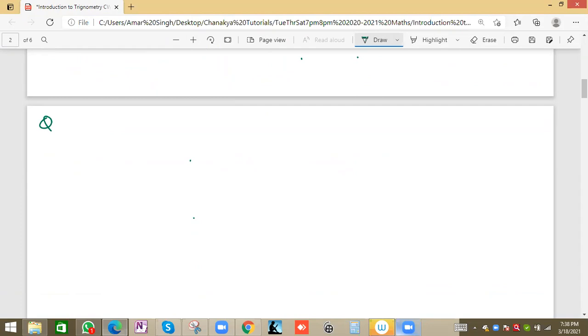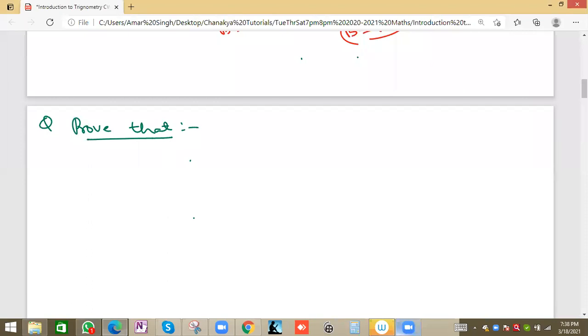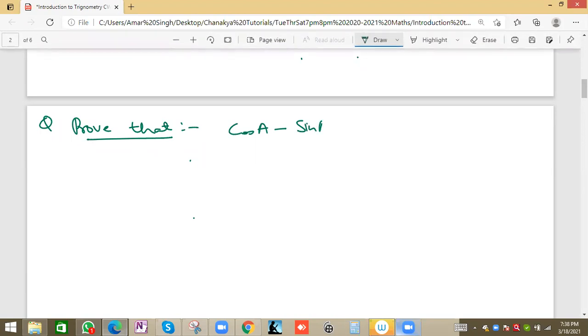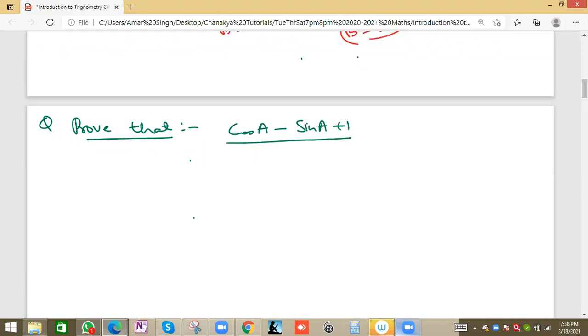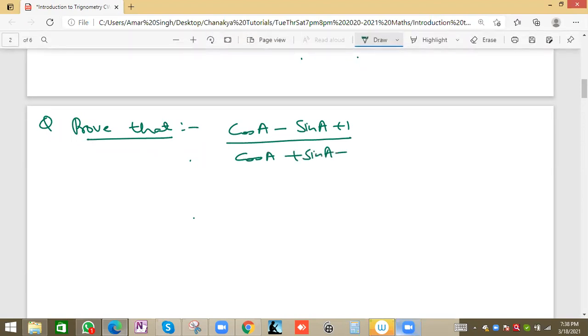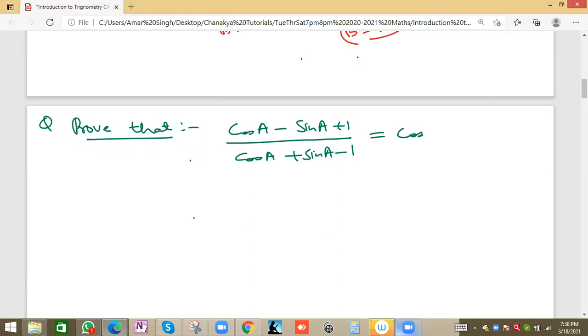Now comes the fourth exercise. The questions from the fourth exercise will mainly be of the proving type. So prove that (cos A minus sin A plus 1) by (cos A plus sin A minus 1) equals cosec A plus cot A.